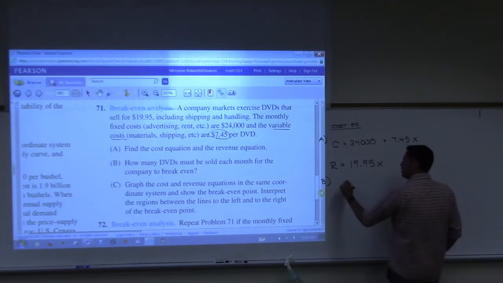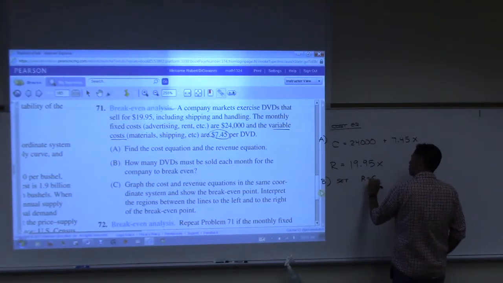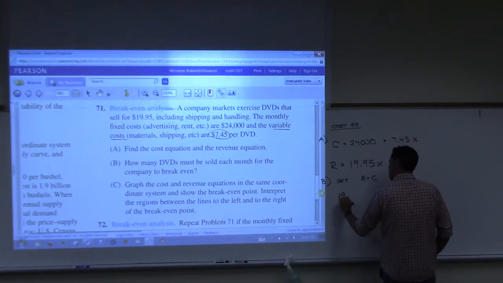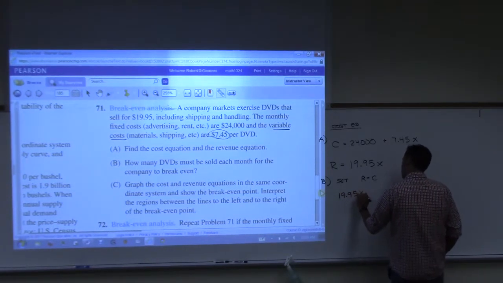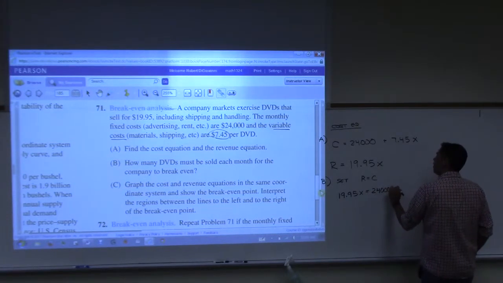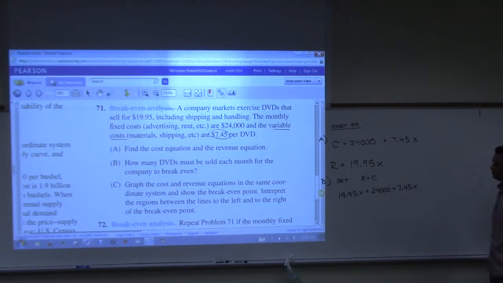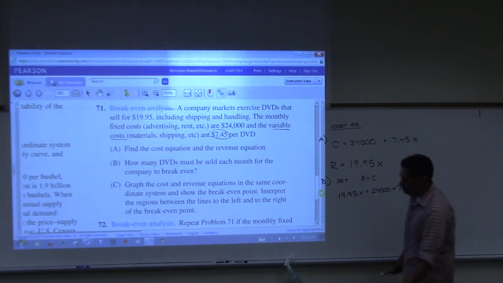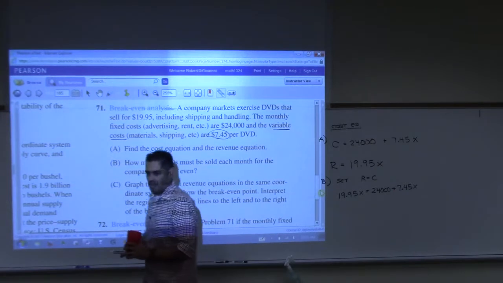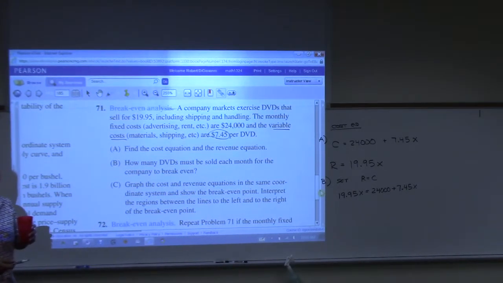So what we want to do is set revenue equal to cost. So set 19.95x equal to 24,000 plus 7.45x. Set your revenue and cost equal to each other. And now, what type of equation is this? It's a linear equation. How many variables? One. Okay, so we should be able to solve this and get an answer.